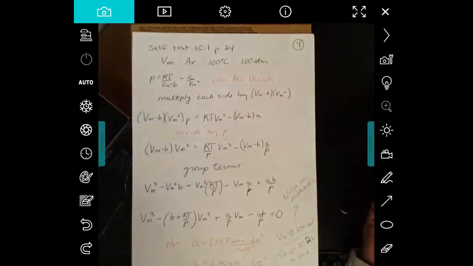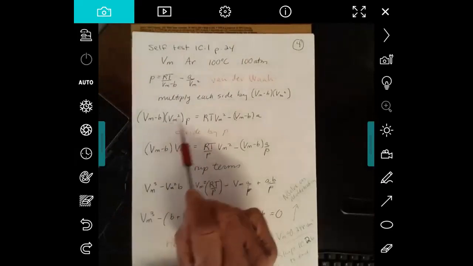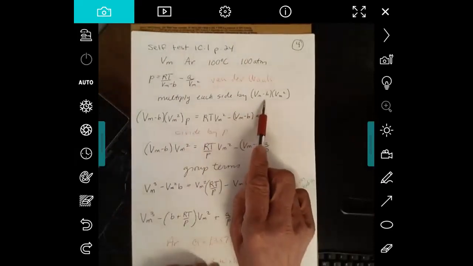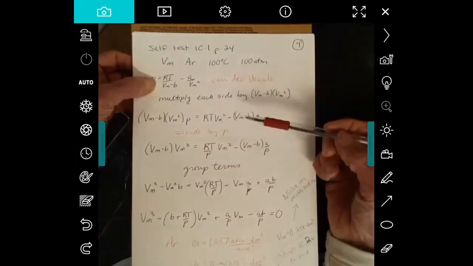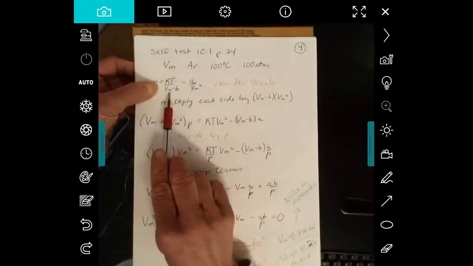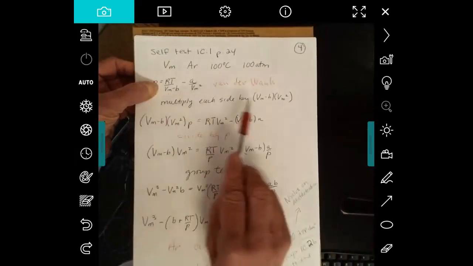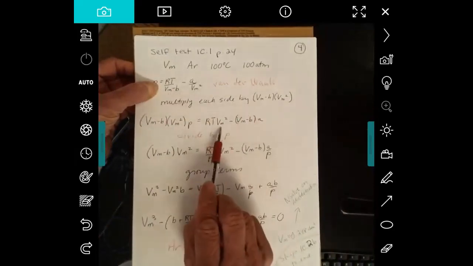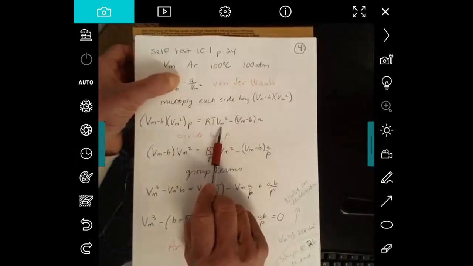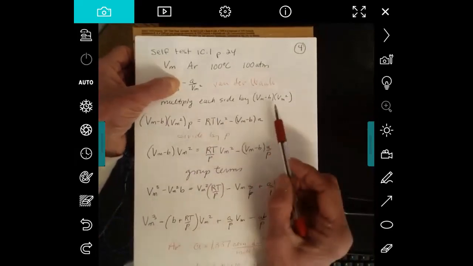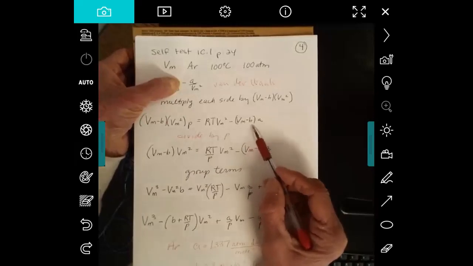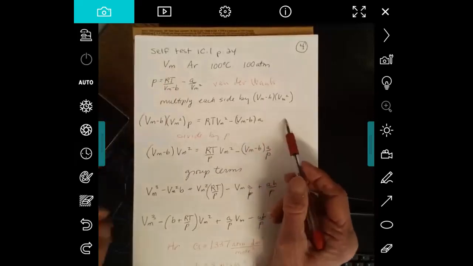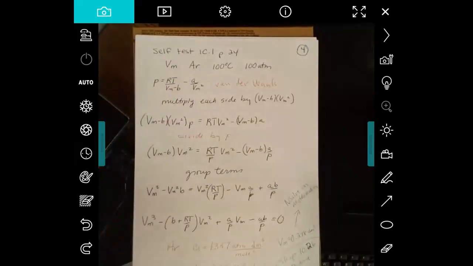And we need to separate volume out. So I'm going to multiply both sides by Vm minus B times Vm squared. So when I do that on the right-hand side, if I multiply, then the Vm minus B cancels top and bottom, and I end up with Vm squared on the top. And when I do that for the second term, the Vm squared cancels top and bottom, and I have Vm minus B left on the top. So now I just need to group all my terms.